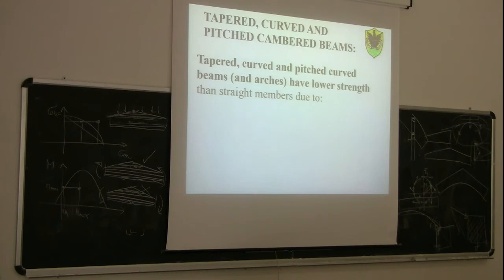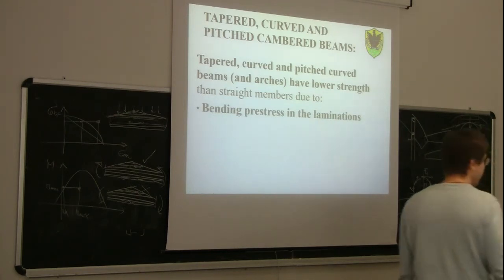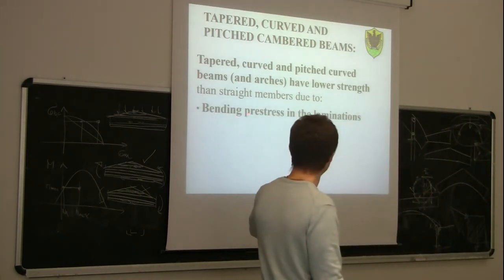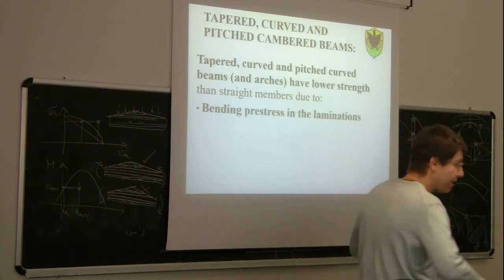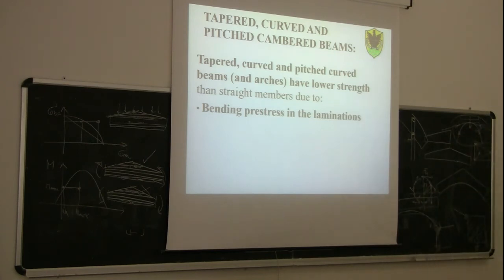In general, we could say that taper, curved, and pitch cambered beams and arches have lower strength than straight members due to three things. First of all, bending pre-stress in the lamination. The fabrication process involves bending some of the planks and then gluing them. This action of bending the planks induces some higher, residual stresses. This reduces the strength compared to a normal straight member.